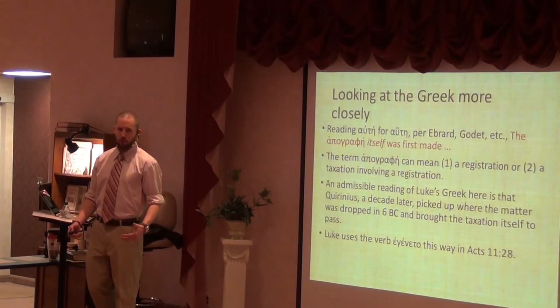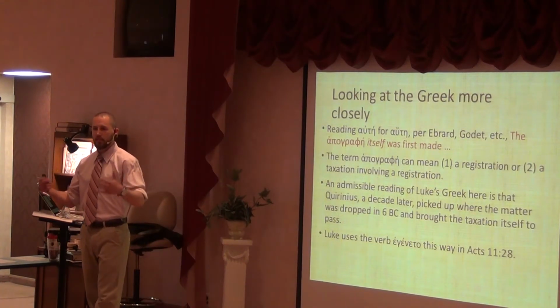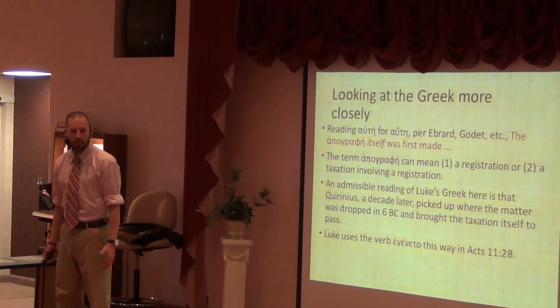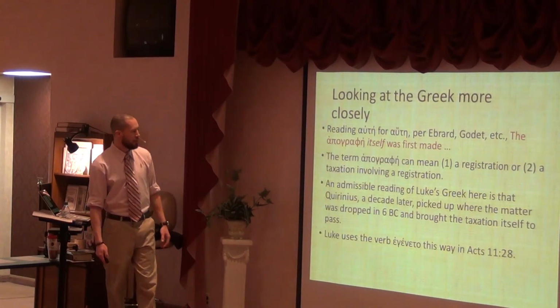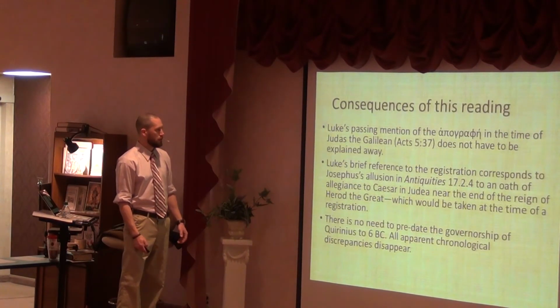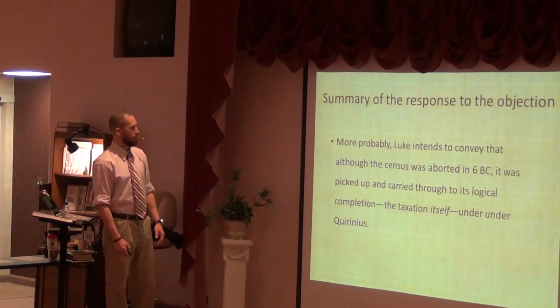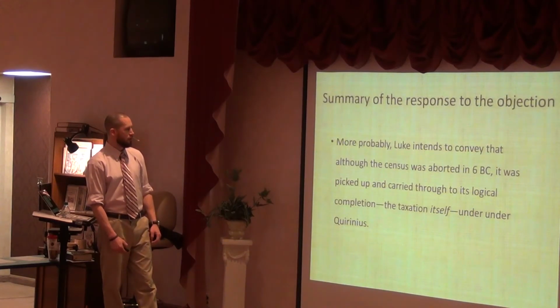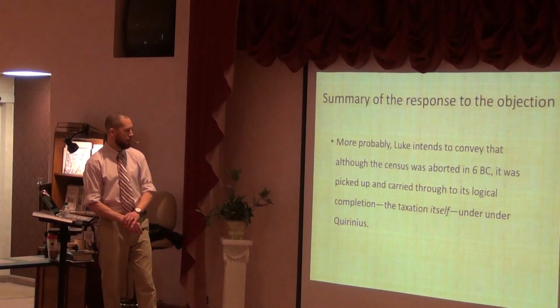So it seems as if what Luke is really saying is, this is when the taxation itself finally came to pass. Does that make sense to you? So it's just more of a translation thing. You get a little bit better understanding with the historical details. And so that's all the consequences of it. So more probably, Luke intends to convey that although the census was aborted in 6 BC, it was picked up and carried through to its completion, the taxation itself, under Quirinius.